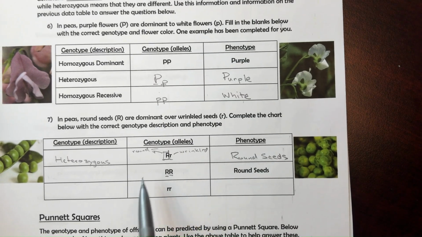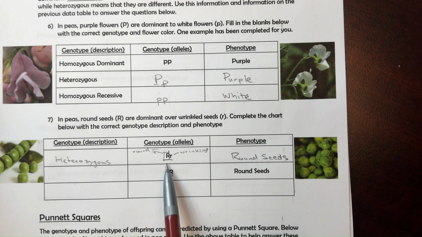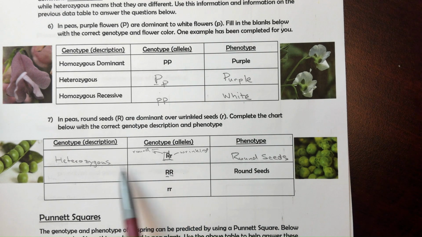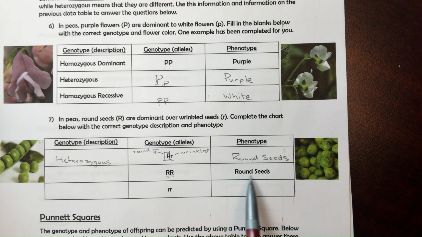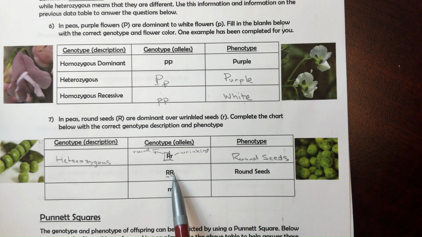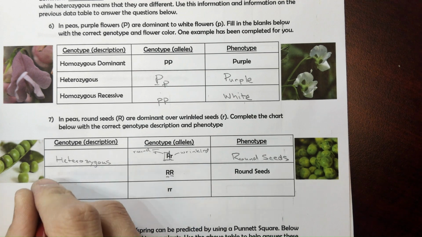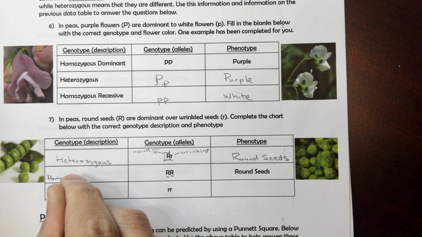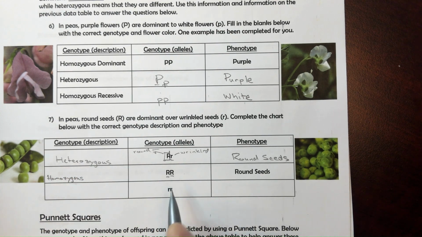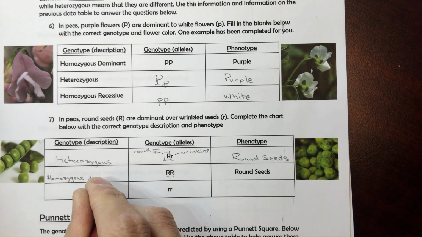Okay, so we saw that the heterozygous individual here, big R, small r, is going to produce round seeds. And down here we see it's already filled in for us. Round seeds is going to be capital R, and since they're the same, we're going to have a homozygous, and because they're both capital R, it will be dominant.